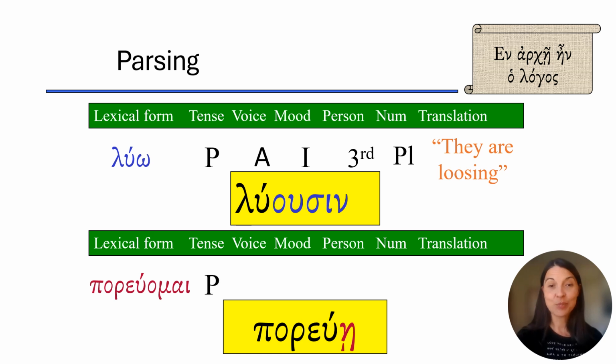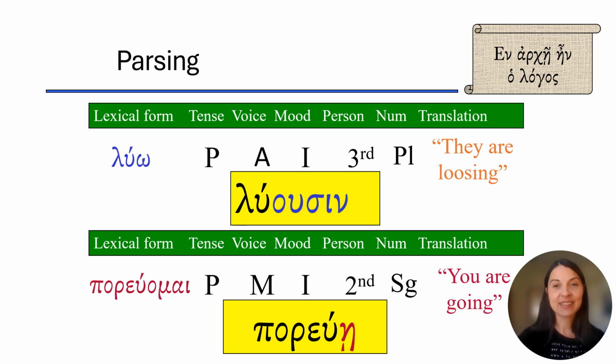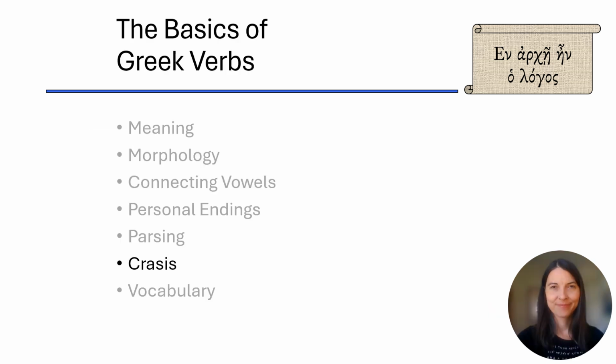The tense is present, and the voice is middle. This is a middle only word. And so it's a middle, but it's also an indicative in the second person singular. But because it is in the middle only, you will still translate it with an active sense. So you would say, you are going.